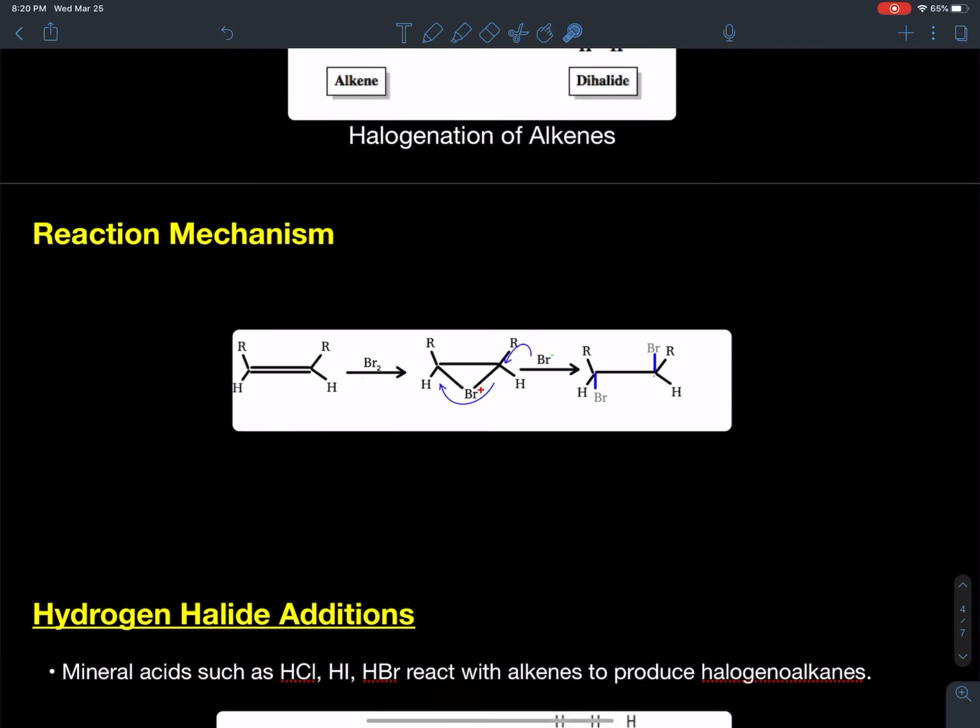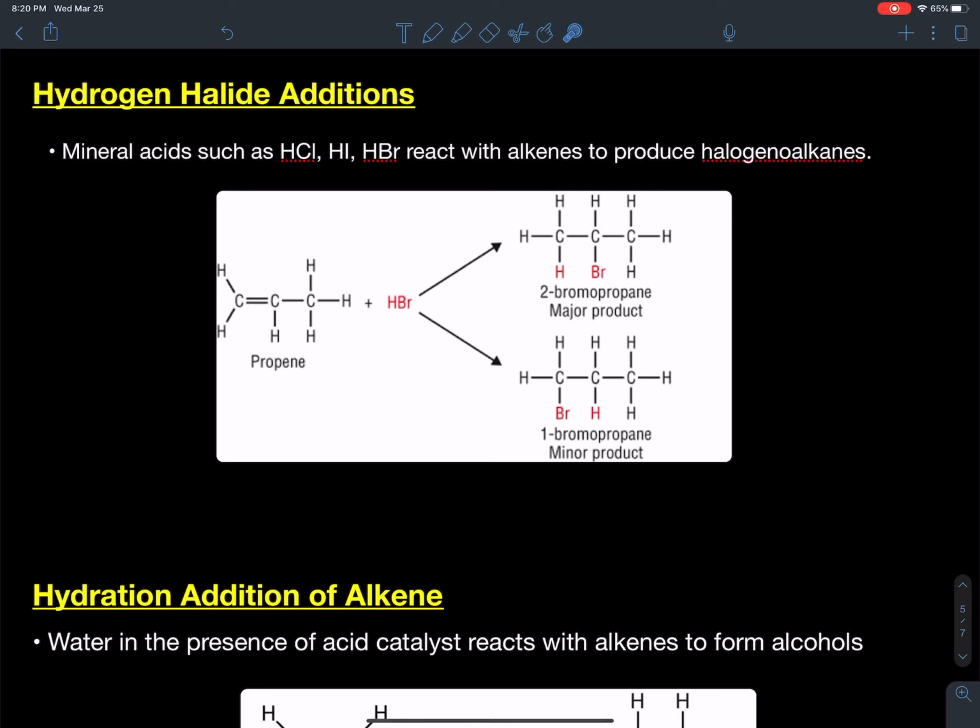Okay, the next reaction is a hydrogen halide addition. Imagine you're taking an acid such as hydrochloric acid, hydroiodic acid, or hydrobromic acid, and if you react it with any chemical that has a double bond in it, it'll react and add that molecule into the double bond. Okay, so here we have propene, one propene. That's reacting with hydrogen bromide. That molecule is adding in. Now it can add in two different ways. The hydrogen can go here, or the hydrogen of that molecule can go here.